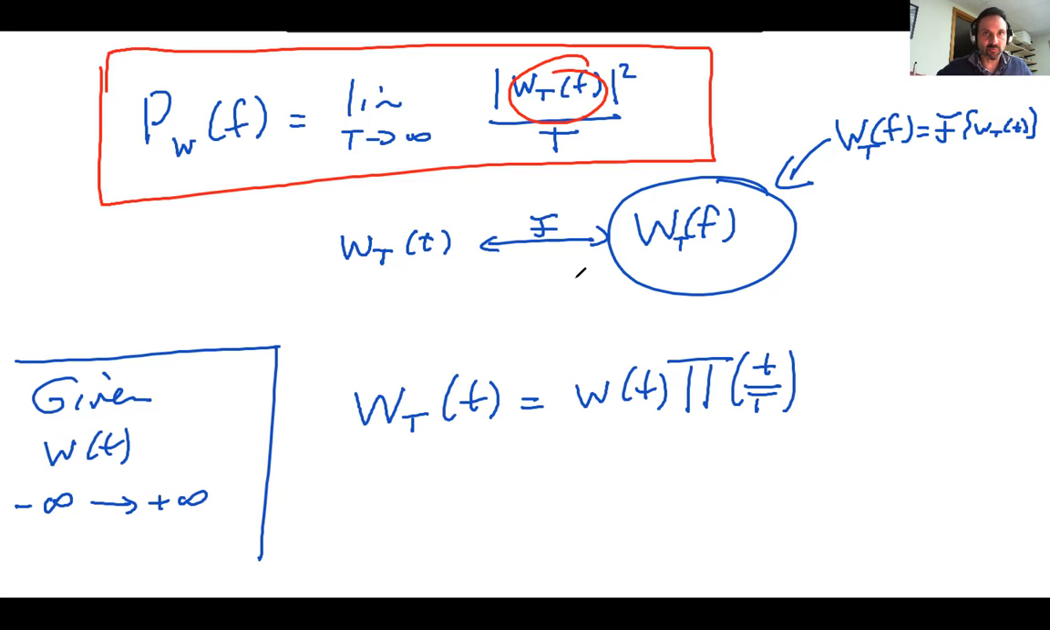Then I take the magnitude squared of that. Okay, great. Then I normalize this by the width of that time window, and I let the size of the time window, T, go to infinity. So effectively, I'm going to try and make this ultimately look as though I'm taking the Fourier transform and then taking the magnitude squared of W of T, right? And that is the power spectral density.